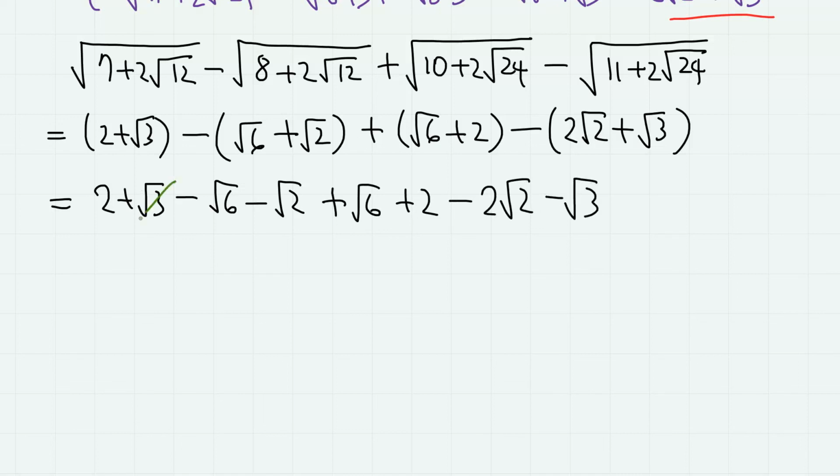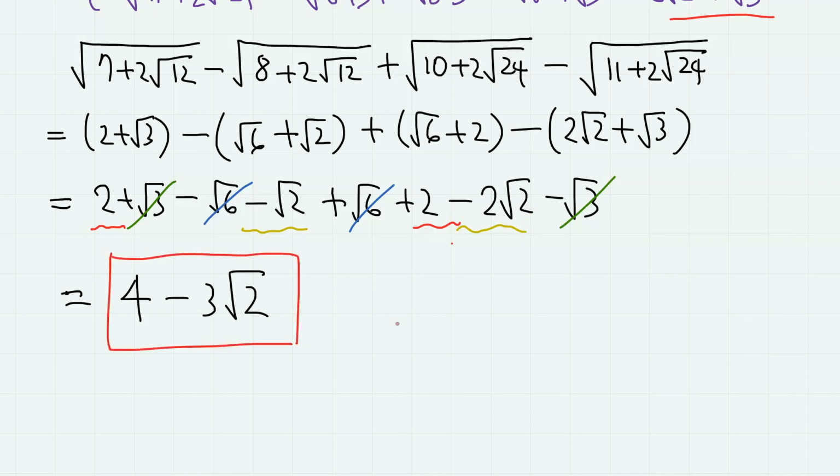So this square root of 3 cancels out, square root of 6 cancels out, and this 2 plus 2 gives 4, and this minus square root of 2 minus 2 square root of 2 gives minus 3 times square root of 2. And this is the answer.